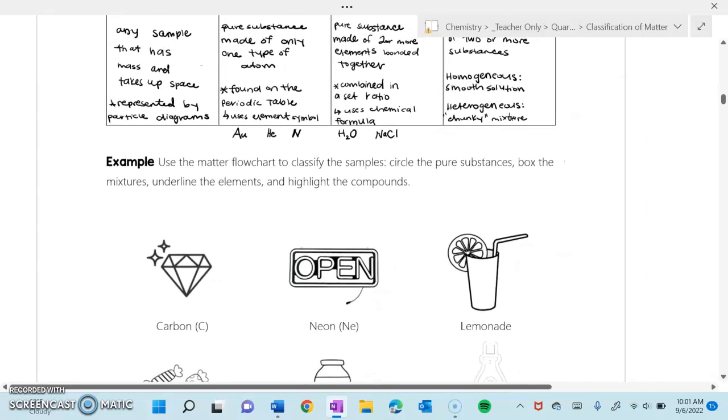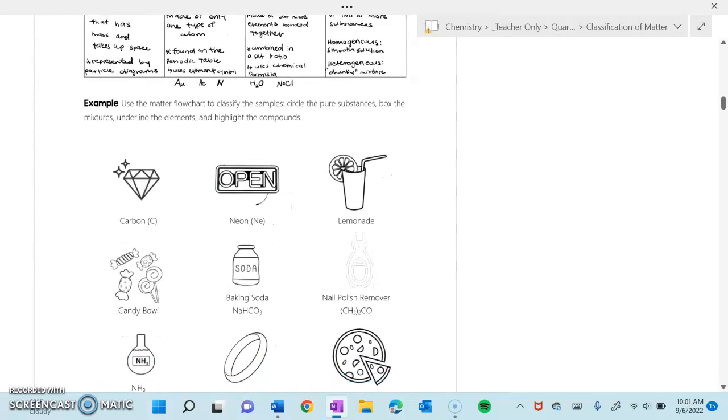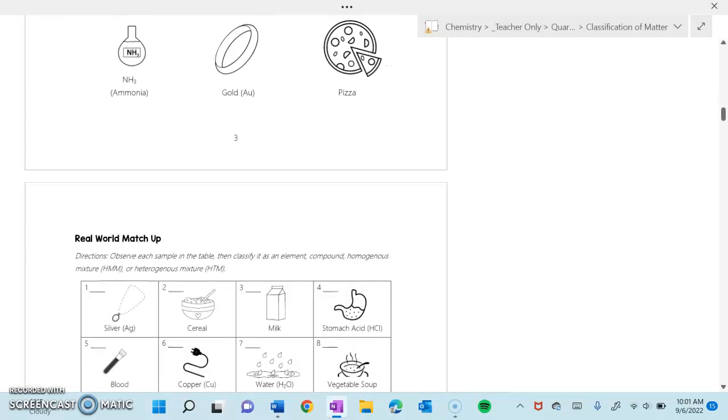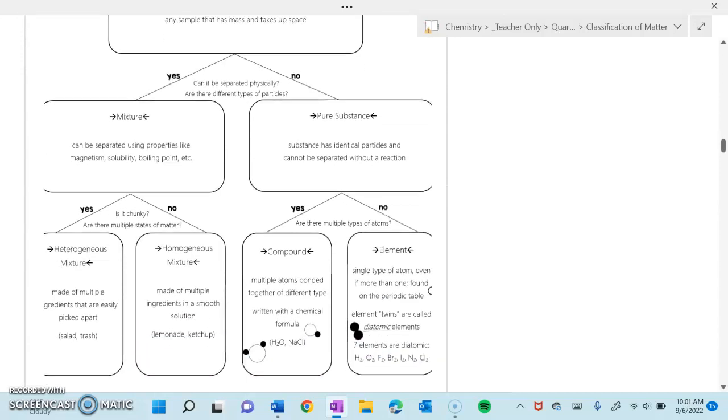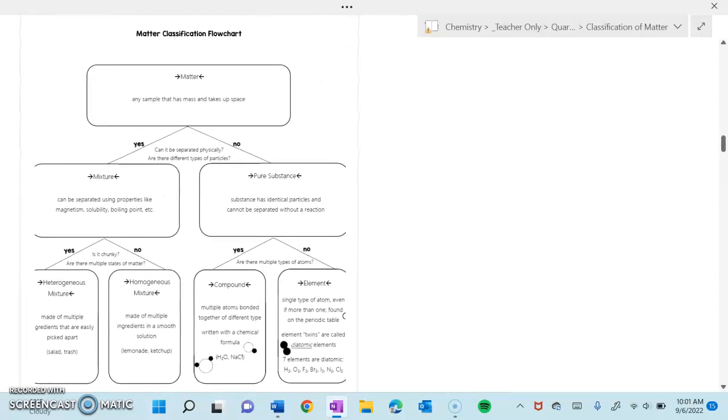Now let's look at some examples. So it says use the matter flow chart to classify the samples, circle pure substances, box the mixtures, underline the elements, and highlight the compounds. Let's take a look at this flow chart before we start. Okay. And let's just look at it.